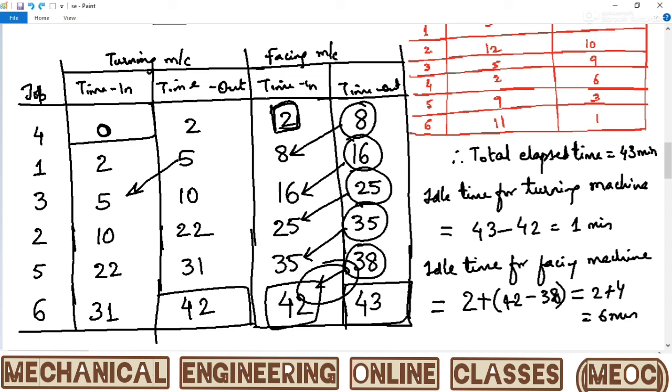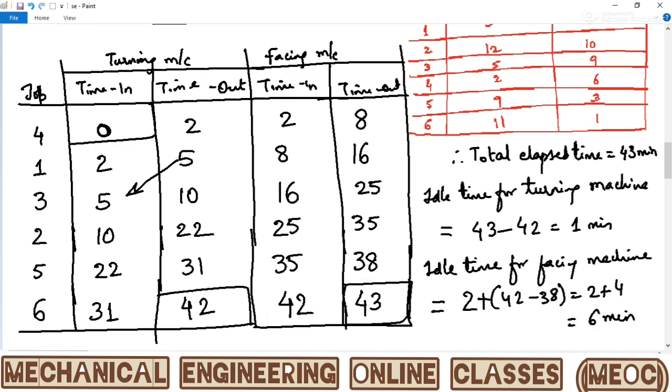So this is how we have to find out the idle time for the second machine. So that means if the cycle is repeated, then the turning machine will be idle for 1 minute, as unless the last job of the previous cycle is completed, the new cycle cannot be started. Alright, so this is the solution to the given question.